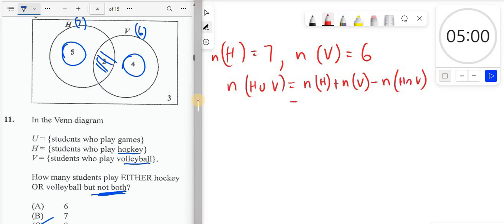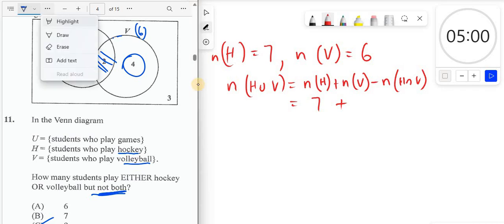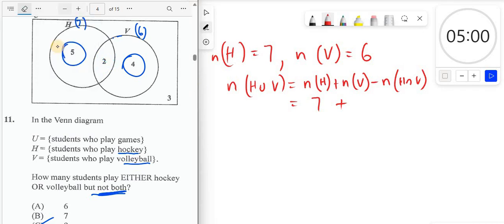But guess what? What we want is the number of elements in H, which is 5 plus 2, right? Which would be 7. The V is 6, which includes the intersection as well, because we're talking about the circle of V, which is the 2 plus the 4. In the circle of V, we have the 2 plus 4, so that's 6. But we want to take out the intersection, which is 2. I think I'm going overboard with this. Let's stop here with this question.